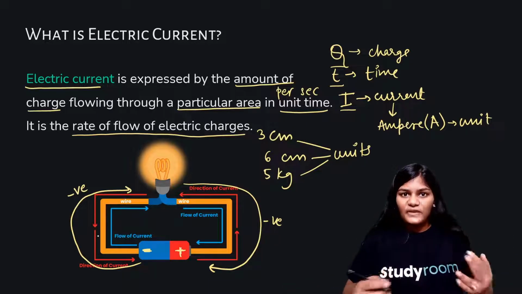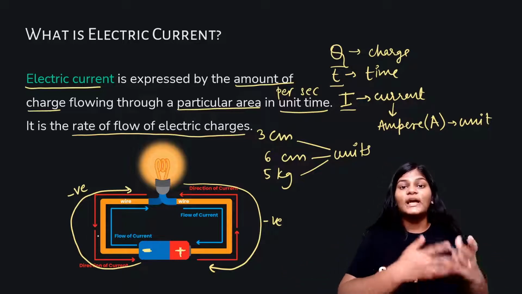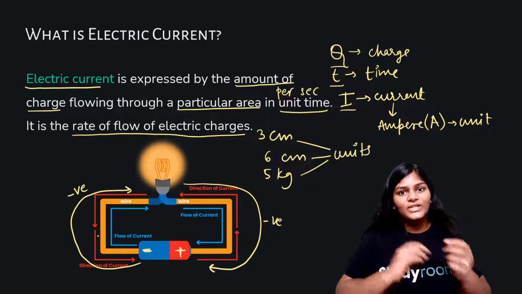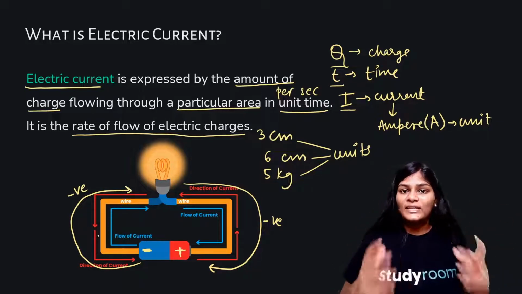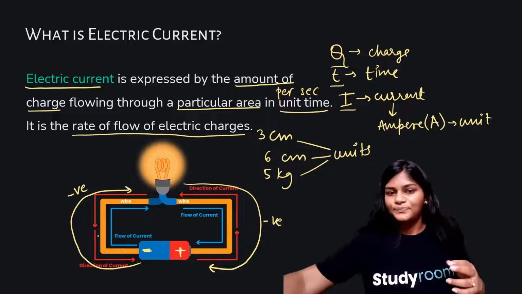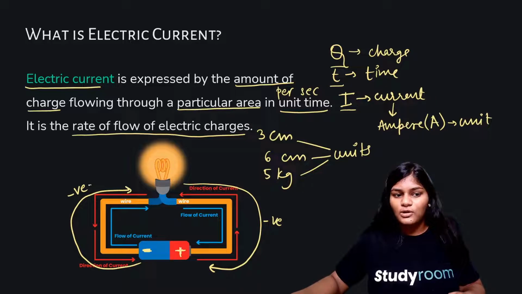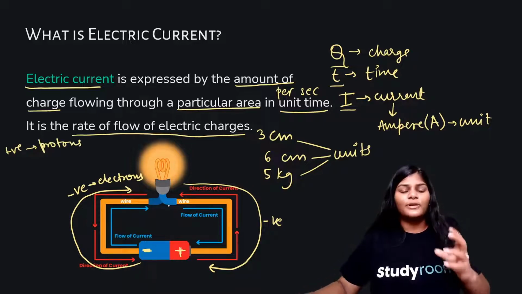And by convention, it's just what is universally accepted, we take the flow of electric current in the direction opposite to the flow of negative electric charges. So, the negative charges are also known as electrons, and the positive charges are also known as protons. This is additional information I am giving you right now.